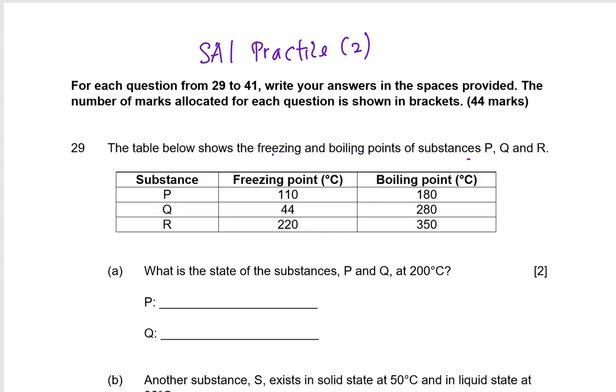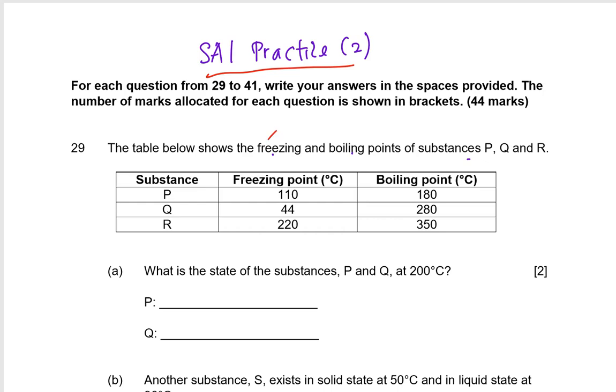This video is going to be a discussion of the SA1 practice set number 2 open-ended questions. Alright, so we're going to start off with the first question, which is question 29. You're given 3 substances and it shows the freezing and boiling points.